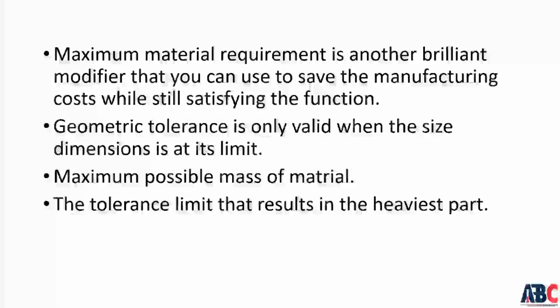Maximum material requirement is another brilliant modifier that you can use to save manufacturing costs while still satisfying the function. As the name suggests, maximum material requirement means the geometric tolerance is only valid when the size dimension is at its limit. That results in the part having the maximum possible material mass. In other words, the tolerance limit that results in the heaviest part.